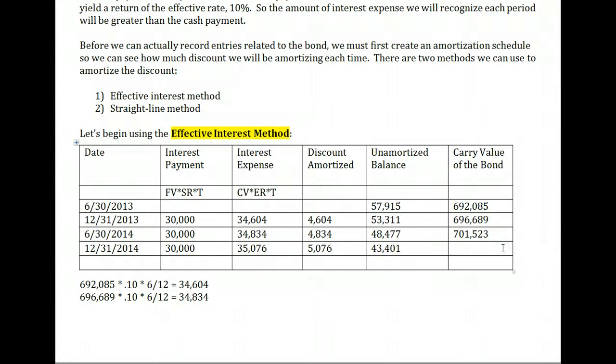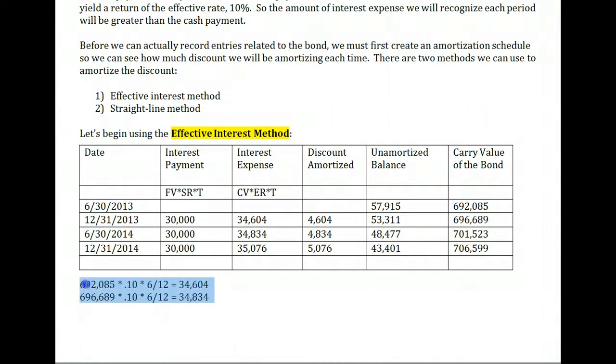And then last is our carrying value. Again, our carrying value is working its way up to the face value. So you're going to take the 701,523 plus the $5,076. You get 706,599. And that would continue on for the next few periods until you fully amortize the bond out. Okay?